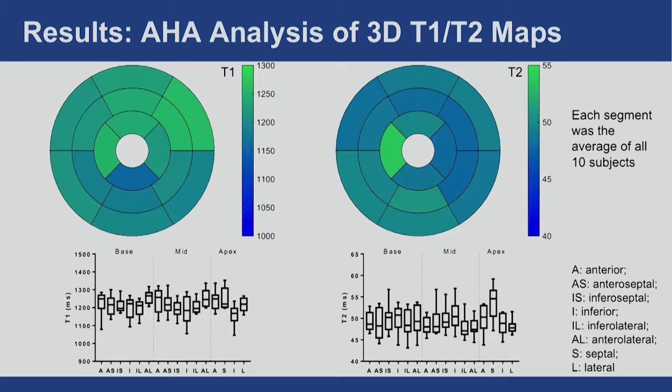It can be seen that in the inferior segments, the T1 values tend to be lower, which may be caused by the residual respiratory motion. And the septal segment in the apex has higher T2 values, which may be caused by the partial volume effects from blood.